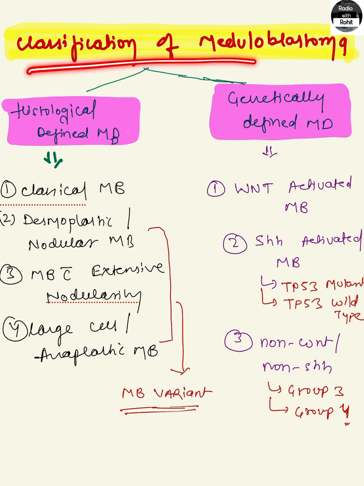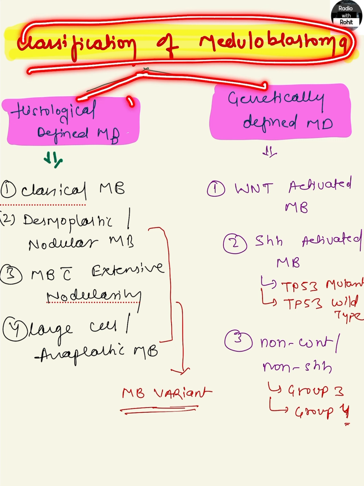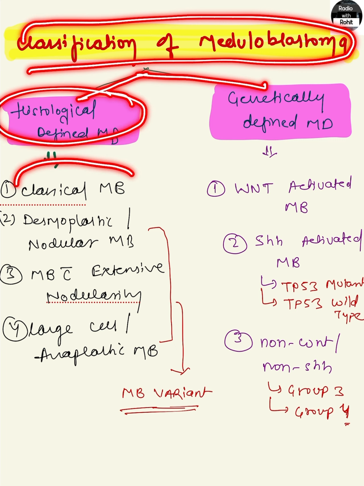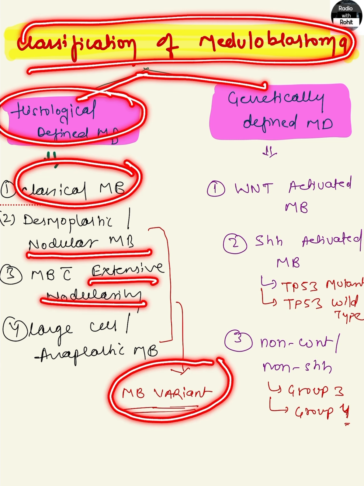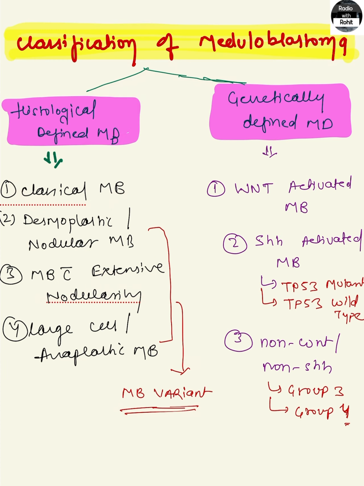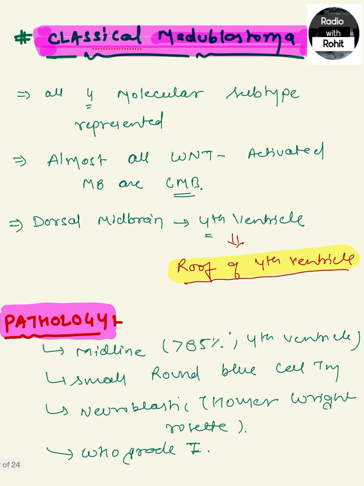So the classification of medulloblastoma is very easy. It is either histological or genetic. Under histology, we have either classical or medulloblastoma variant. In variant, you have either nodular or extensive nodular or anaplastic medulloblastoma. In genetically defined medulloblastoma, we have WNT activated, SHH activated or non-WNT, non-SHH activated medulloblastoma.